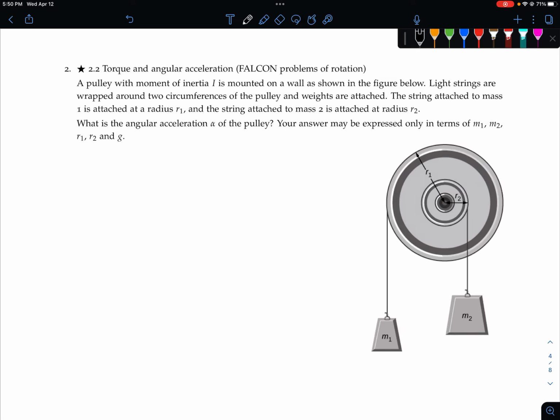So this is a Falcon problem of rotation. So we're going to follow the Falcon method to solve this problem.